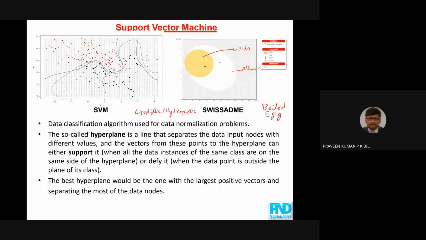Actually, the support vector machine is a data classification algorithm, which is used for data classification problems. The so-called hyperplane, this is the blue line that you see, a kind of random line. Okay, this is a line that separates the data input nodes with different values, and the vector from this point to the hyperplane can support it. I just told you with an example, isn't it? So you can get the same meaning from there. But one thing you have to remember: the best hyperplane would be the one with the largest positive vectors and separating most of the data nodes.